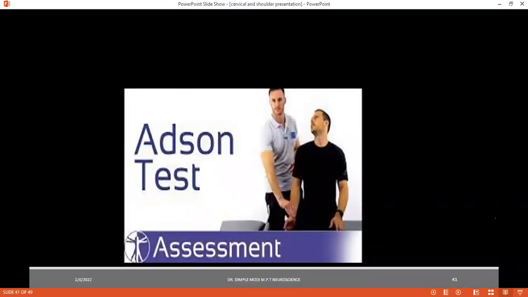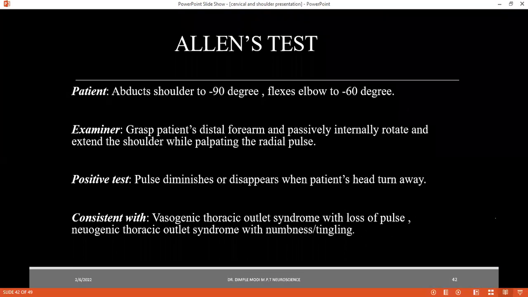Okay, in this only one radial pulse the person is seeing, but you have to see both hands. Lens test, shoulder abducted to 90°, flexed elbow to 60°. Okay, grasp patient's distal forearm and passively internally rotate and extend the shoulder while palpating the radial pulse. Okay, if the pulse disappears when the head is turned away, it shows that there is a vasogenic thoracic outlet syndrome with loss of pulse. Okay, just like we see in the thoracic outlet syndrome, you will feel the loss of the pulse.